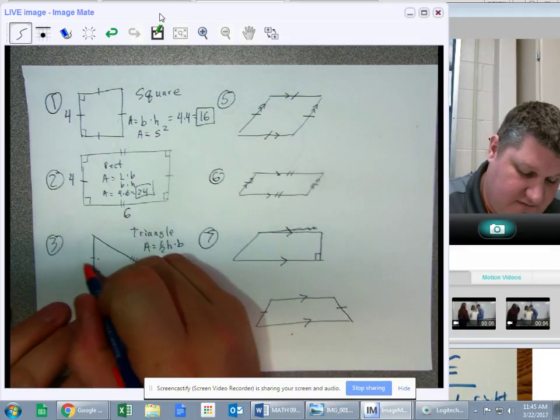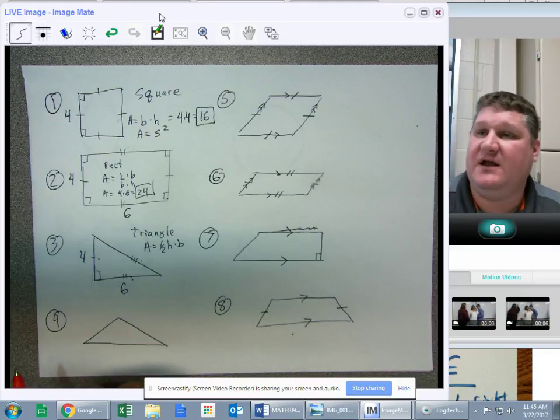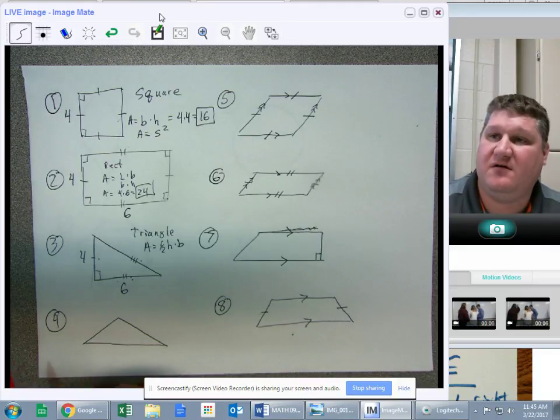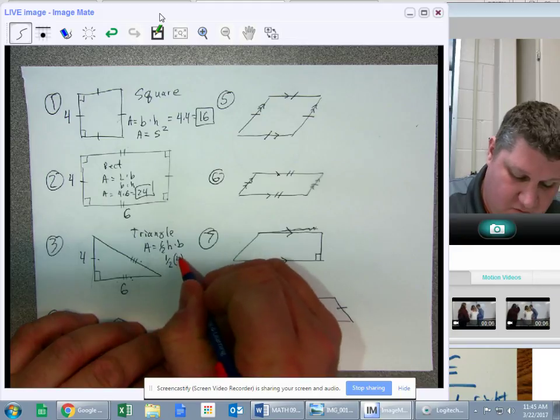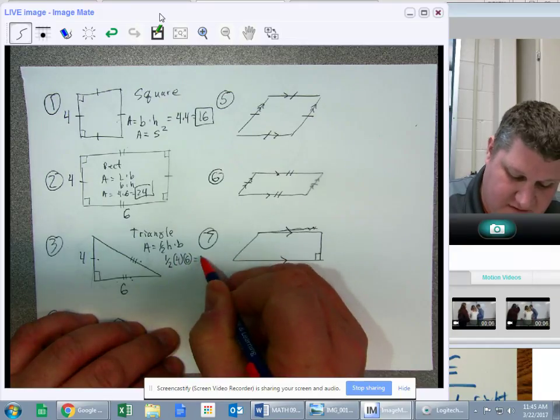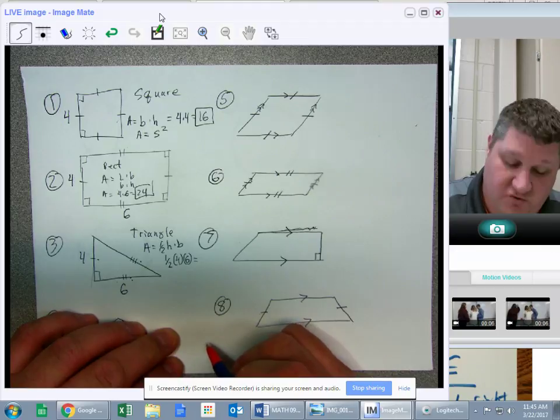Very good. Now, in this case, let's go 4 and let's go 6. 4 and 6. What is 4 times 6, Mr. Dameron? 24. I love it. Now, so what is 1/2 of 4 times 6? Do you know what 1/2 of 4 times 6 is? Half of 24 is 12.